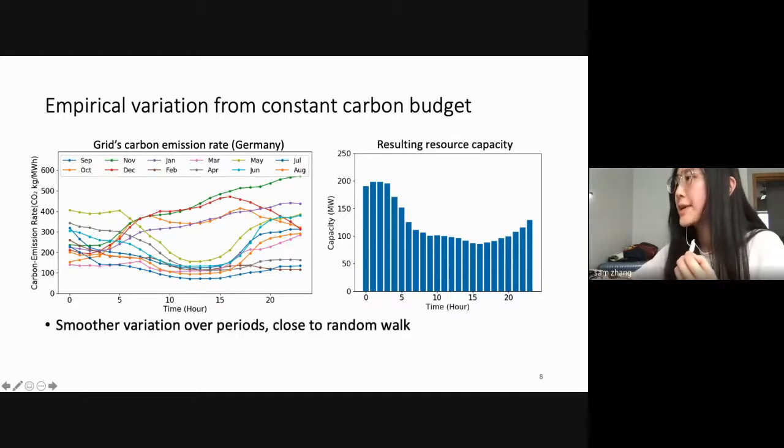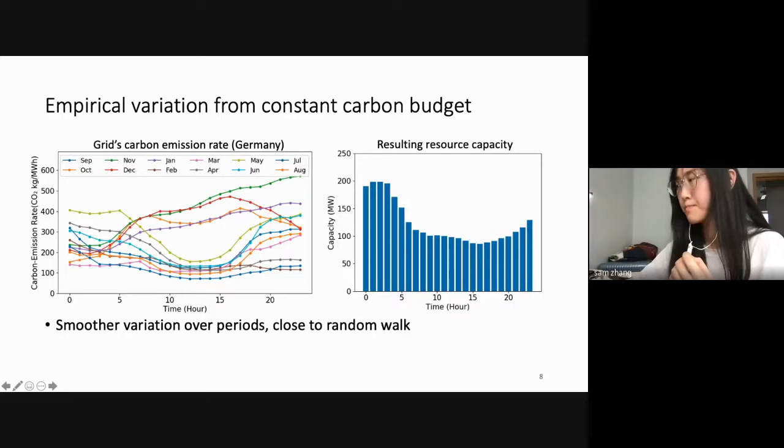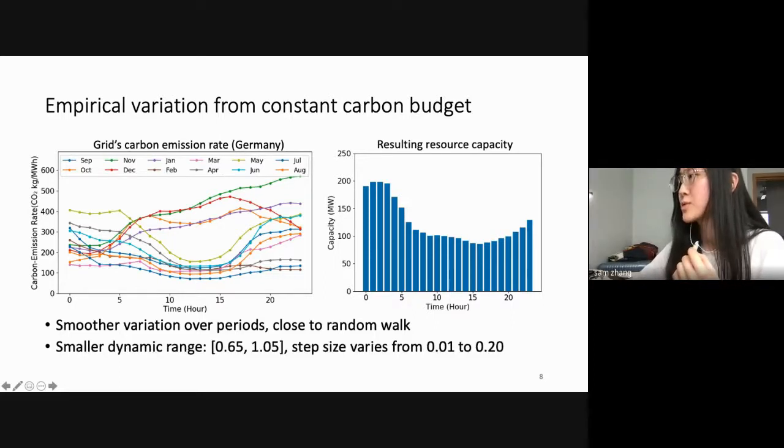We can see that the carbon emission rate has a smoother variation over the period, close to a random walk structure, because normally renewable generation is gradual, unlike the price that is quite volatile. Here we demonstrate that it has a smaller dynamic range of 0.65 to 1 in the data center, and the step size varies from small to large.